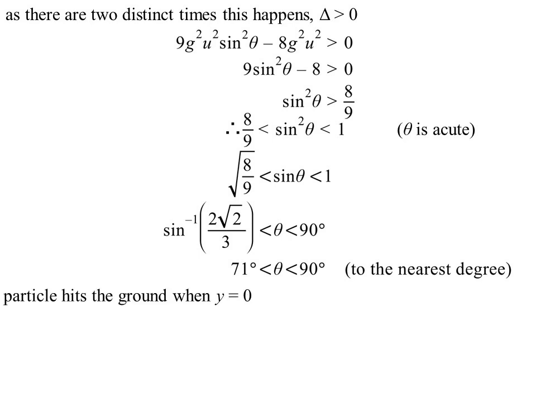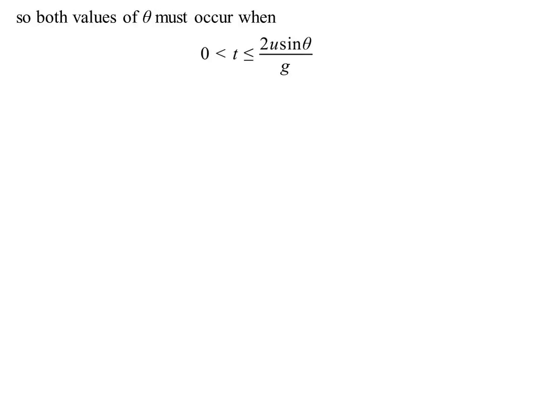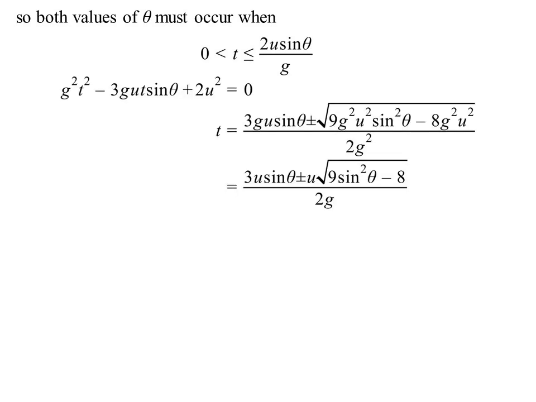Now, when does it hit the ground? Because remember, we have to show that our values will happen within the time of flight. So I need to know what the time of flight is. The particle hits the ground when y equals 0. It ends up being 2u sine theta on g. So both values of t must occur between 0, can't include 0, but it could include 2u sine theta on g. I suppose it could happen when it hits the ground. Yeah, let's go back to our equation and find the two values of t and hopefully show that they are in between these two values.